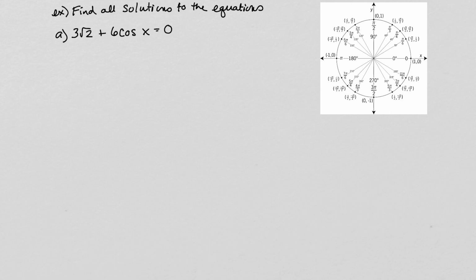So I'm going to subtract that 3 root 2 to the other side. So we're going to have 6 cosine x equals minus 3 root 2. Divide both sides by 6. So the cosine of x is equal to, if I divide by 6, I end up with minus root 2 over 2. All right, so the first step is to figure out when is the cosine equal to minus root 2 over 2?